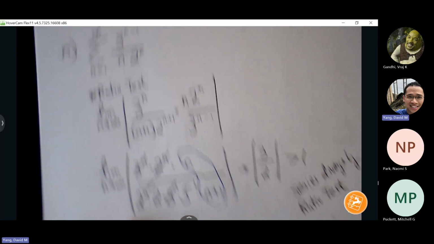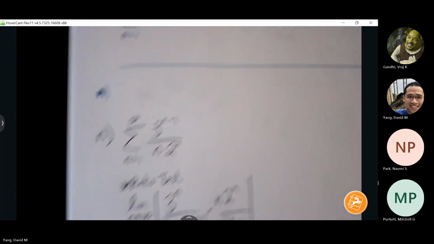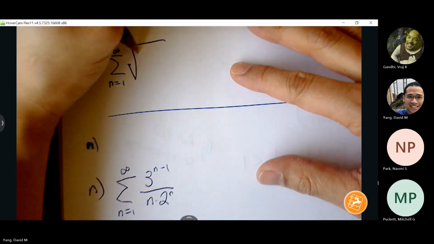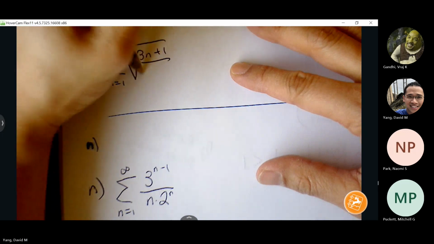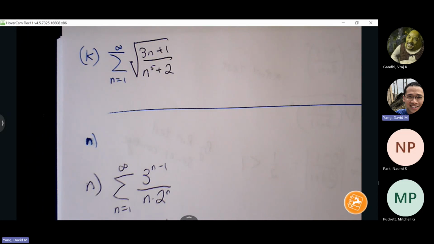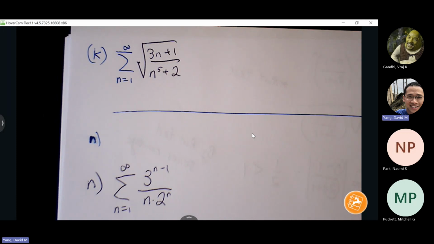Okay, on the first page, I can try that one here. Okay, on that same page. So this seems like a kind of a messier problem here. It doesn't quite fit into any of the easy categories like p-series or geometric series. Nth term test would be inconclusive. So I'm thinking, well, what if we do limit comparison test?